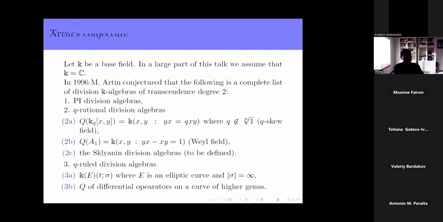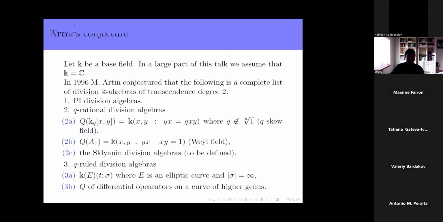Now, back to Artin's conjecture. He said that this is a complete list. And after 30 years, I mean, his lectures were in 1995. So in a few days, we will be in 2025. So it's like exactly 30 years.